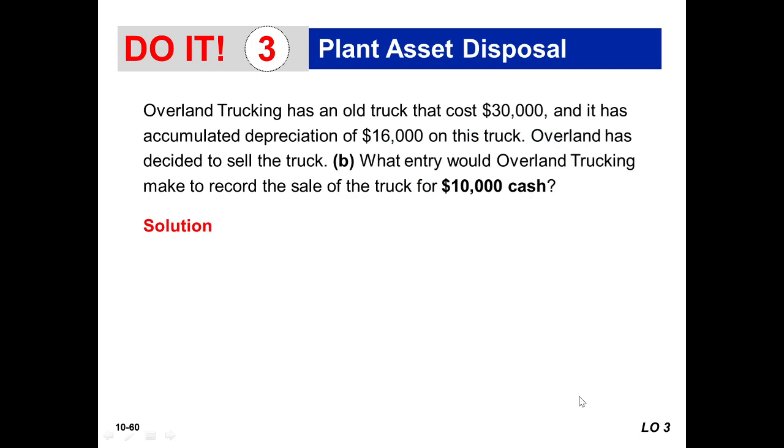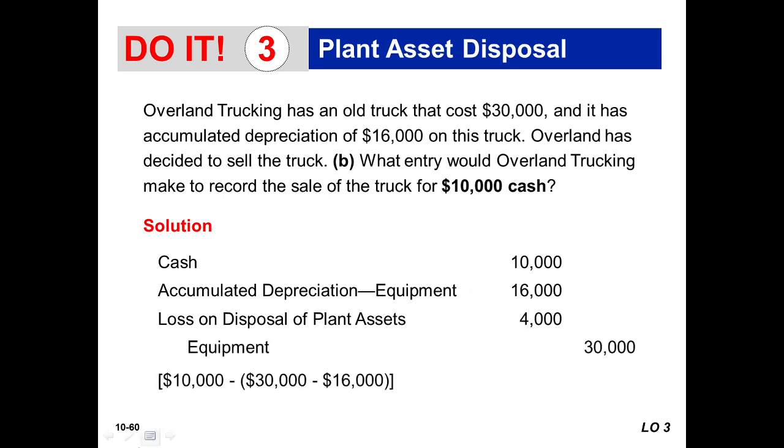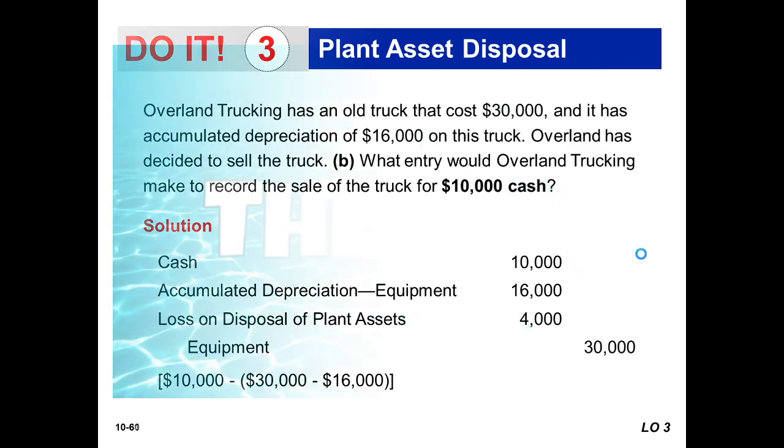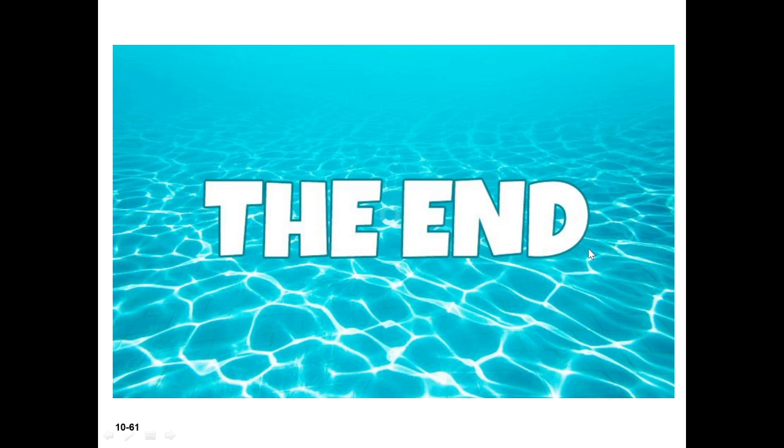Now the same question, same example, just now the sale of the truck is $10,000. At that time we get cash of $10,000, and the truck cost is $30,000 and accumulated depreciation is $16,000. The balancing figure is $30,000 minus $16,000, so it would be $14,000. So $10,000 minus $14,000, this $4,000 would be the loss on disposal of plant asset. I think everybody is clear. Okay, thank you so much for joining with me.